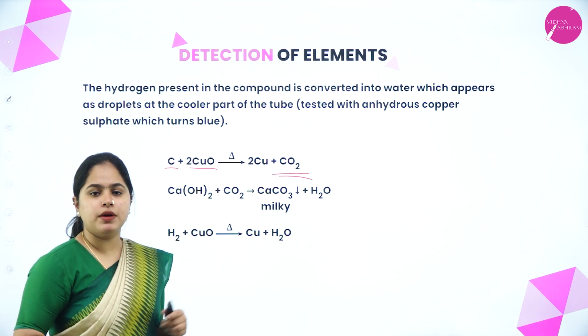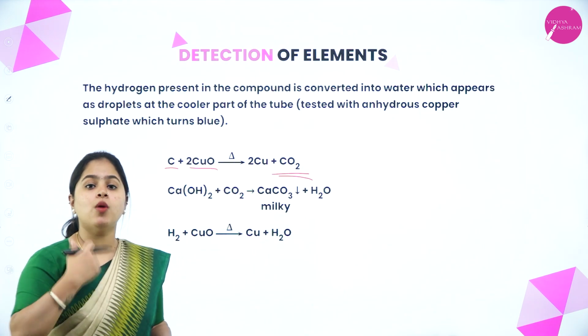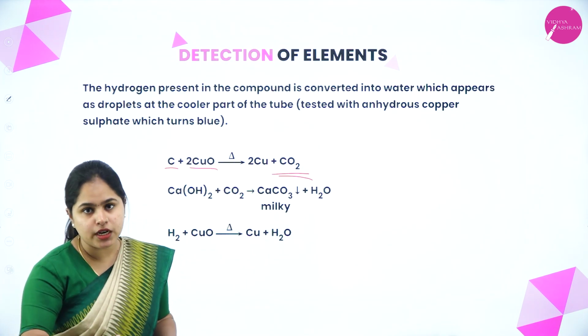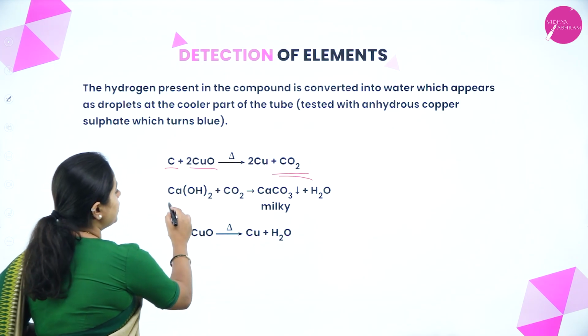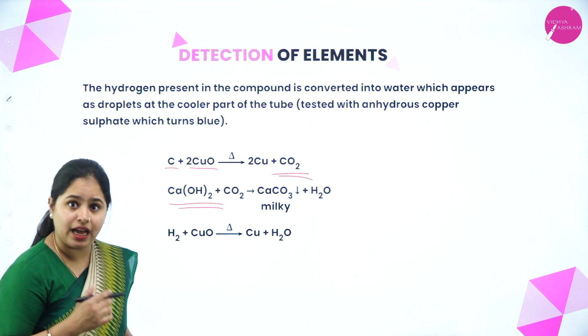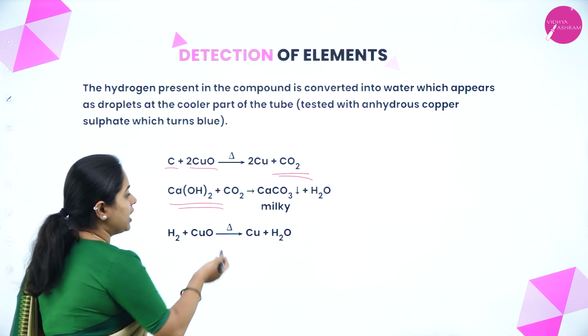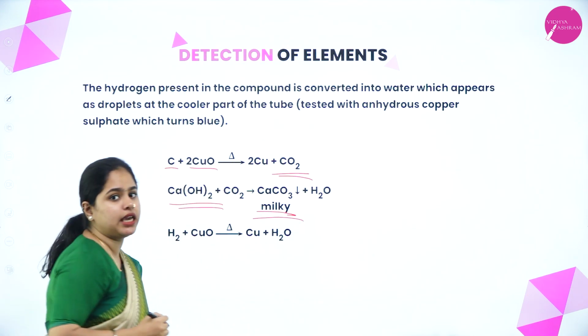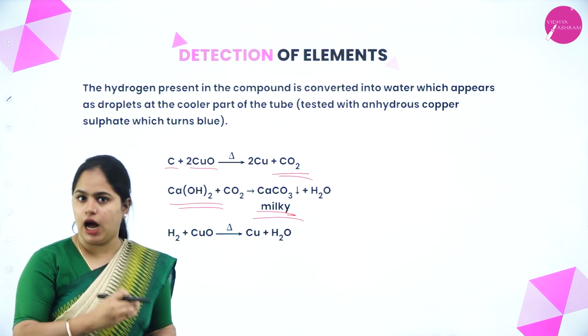Okay, so if carbon is present, it reacts with copper oxide and produces carbon dioxide. To detect whether carbon dioxide is the gas present, it is made to react with calcium hydroxide, that is lime water. It is passed through lime water, and if the lime water turns milky, we can confirm the presence of carbon, right?